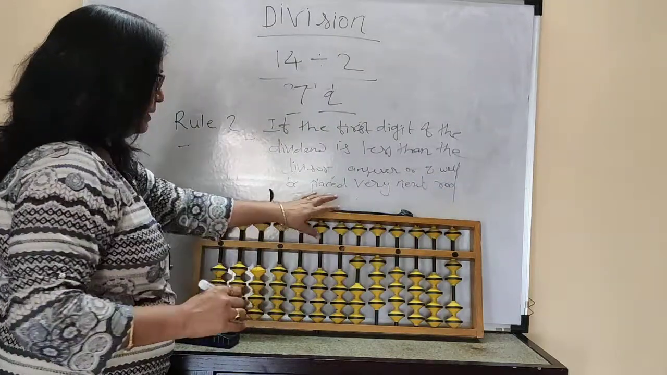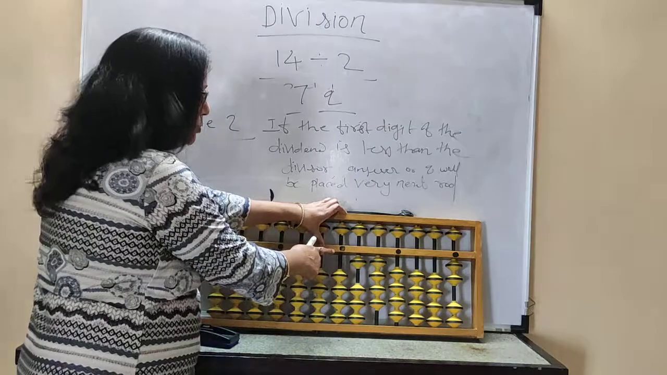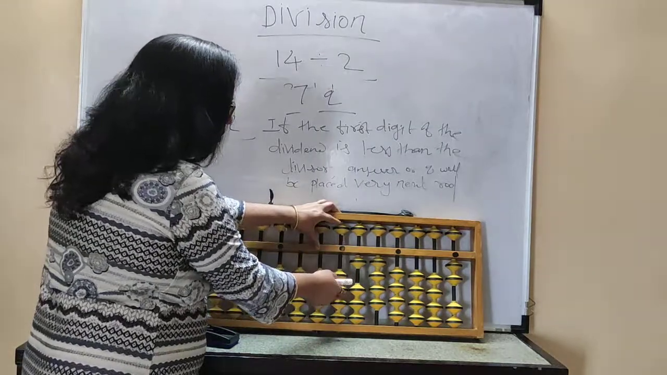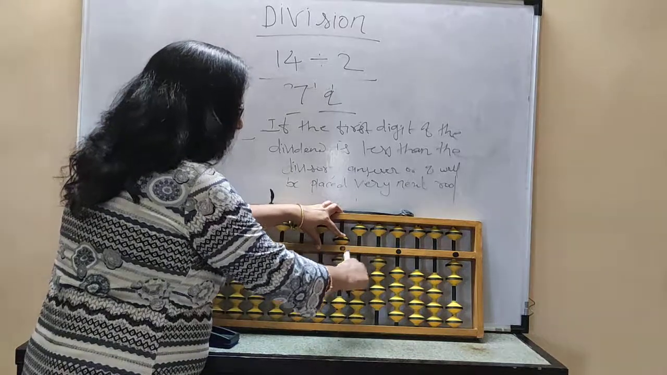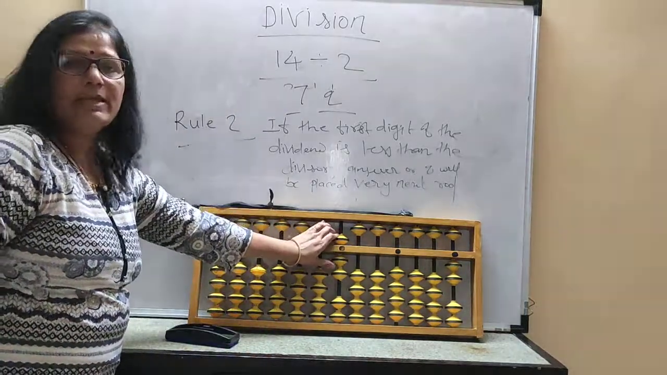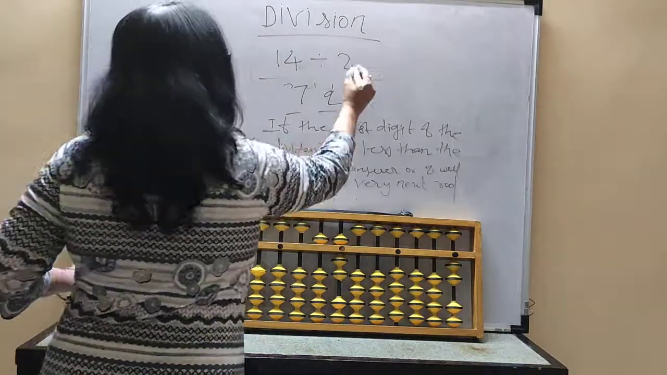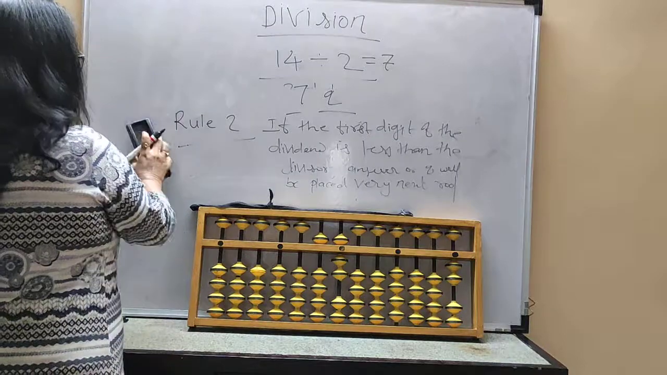Now see, 2 sevens are 14. The rod next to the 1, this is the ones rod, we have to take 7 here and subtract 14. What is your answer then? Quotient is 7. 14 divided by 2 is 7. This is rule number 2.